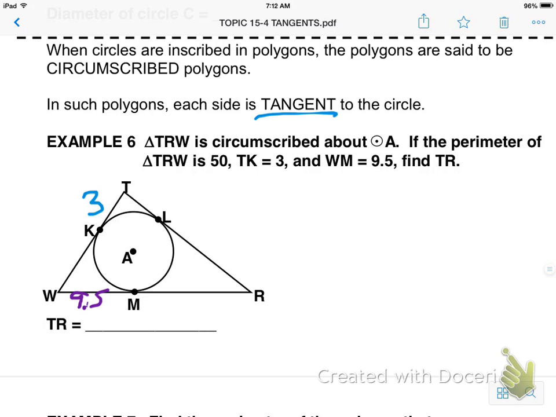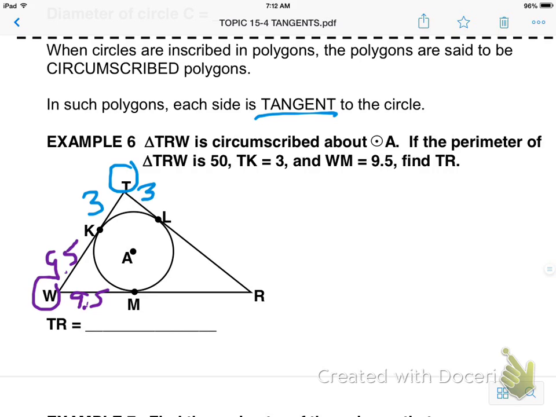Well, we just got through talking about a theorem that says if two points of tangency meet at the same exterior point, then the segments are congruent. So point T is exterior for K and L being the points of tangency. So that means TL is 3. Going on the same theorem, point W is the exterior point for K and M. So this one's 9.5.